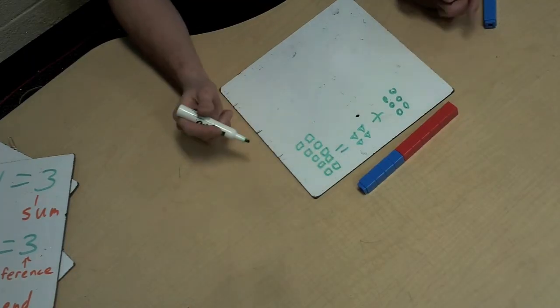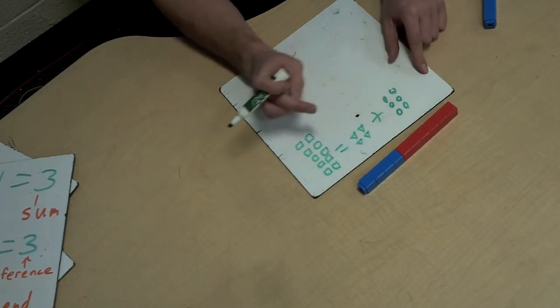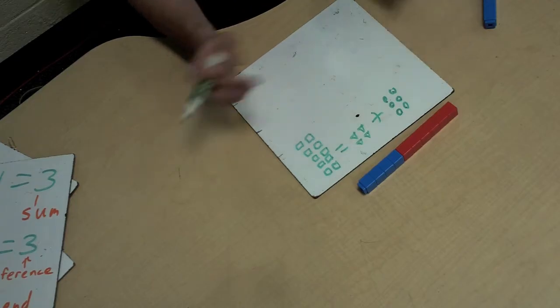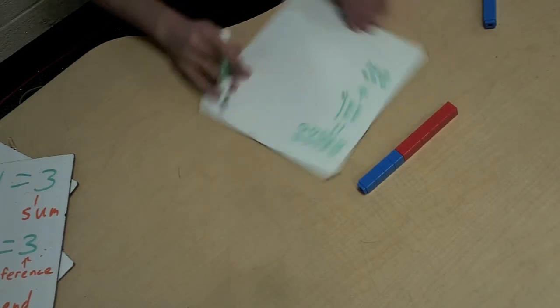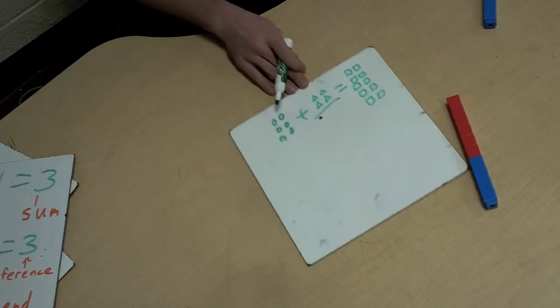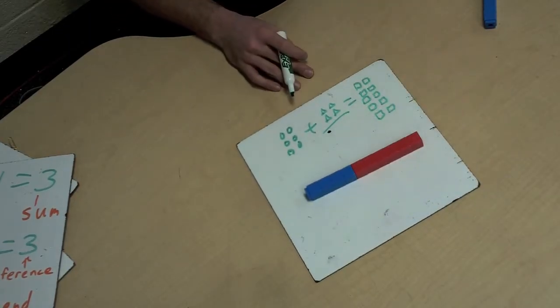And I should double check that. 1, 2, 3, 4, 5, 6, 7, 8, 9, 10. 10. 6 plus 4 equals 10. The answer is, sorry about that, is 4.